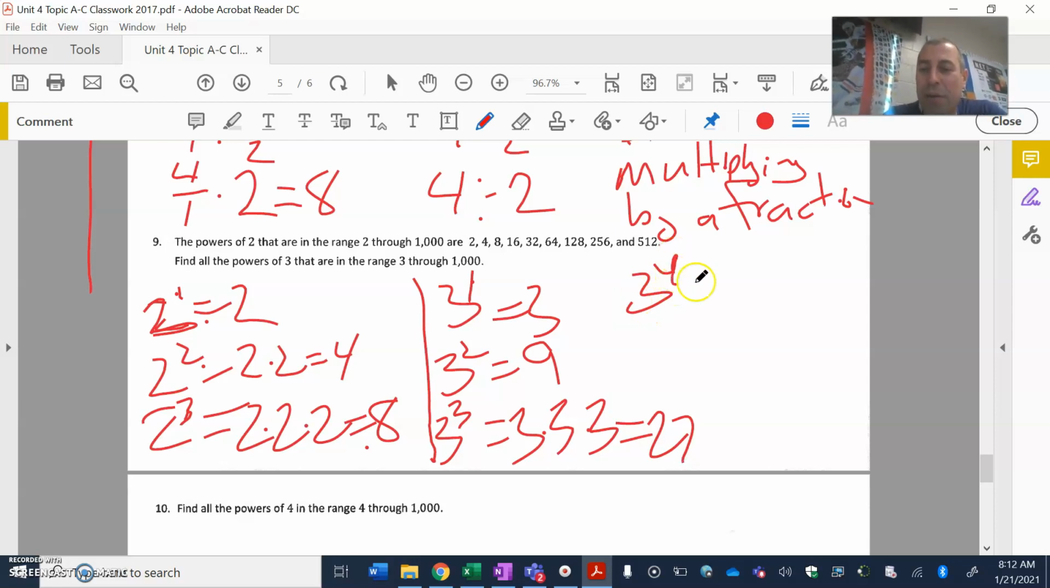Right? 3 to the fourth power. 3 times 3 times 3 times 3. All right. So 3 times 3 is 9. 9 times 3 is 27. We got that there. 27 times 3. Yeah, mental math. All right. It's 81. Now, you might be like, whoa, where'd you get that?